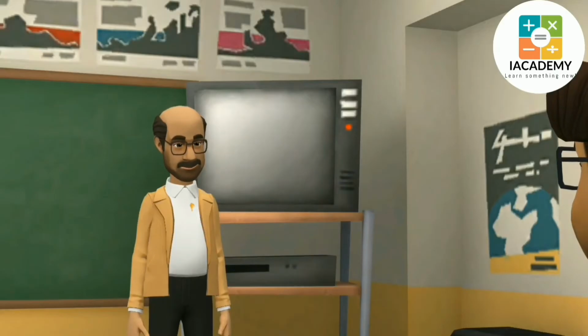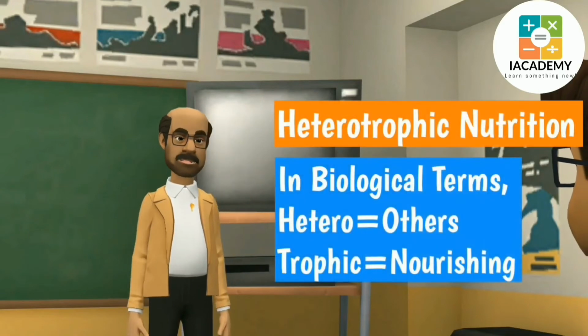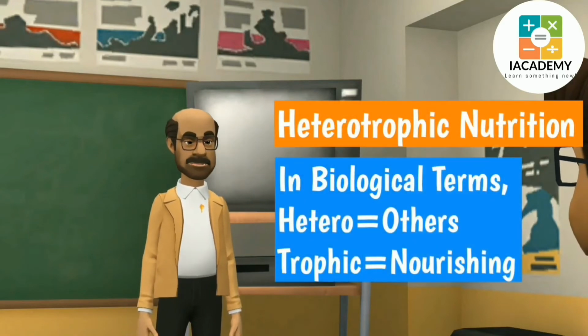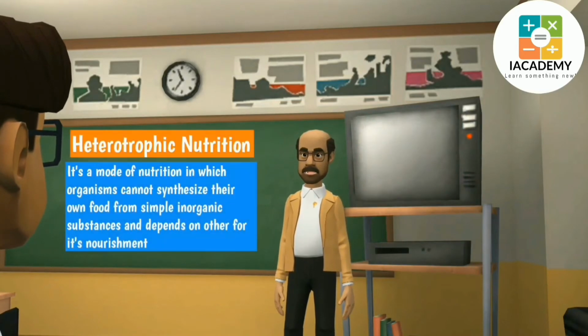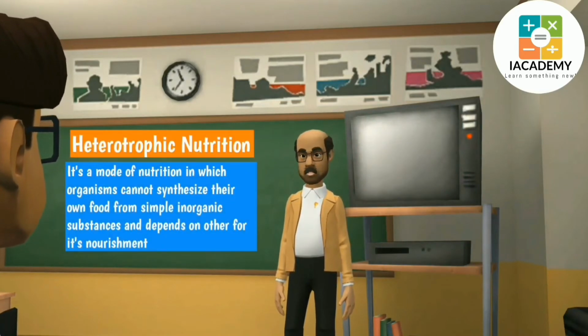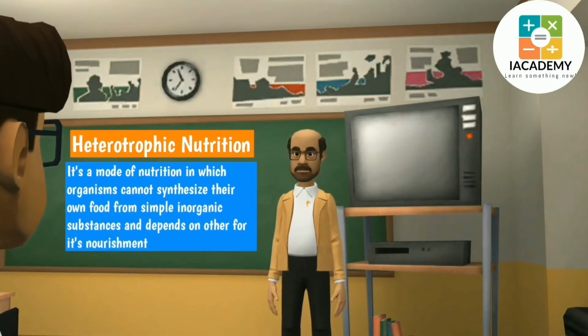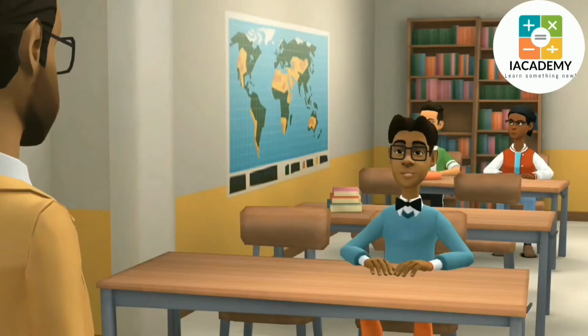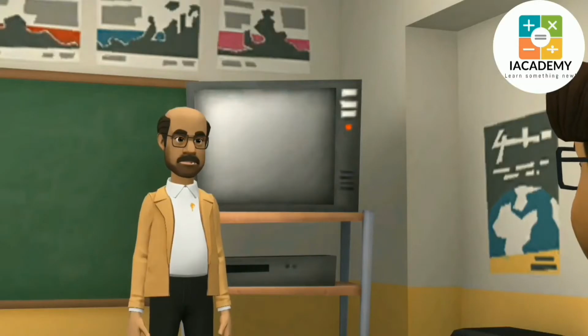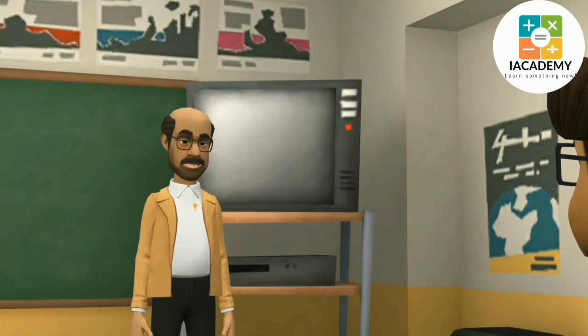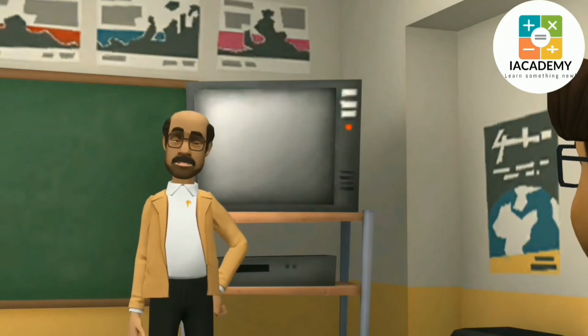You're correct. In biological terms, hetero means others, and trophic means nourishing. Under this nutrition, organisms get nourished by others. They cannot synthesize their own food from simple inorganic substances and depend on others for their nourishment. Sir, what could be the example for heterotrophs? Humans, animals, birds, etc.